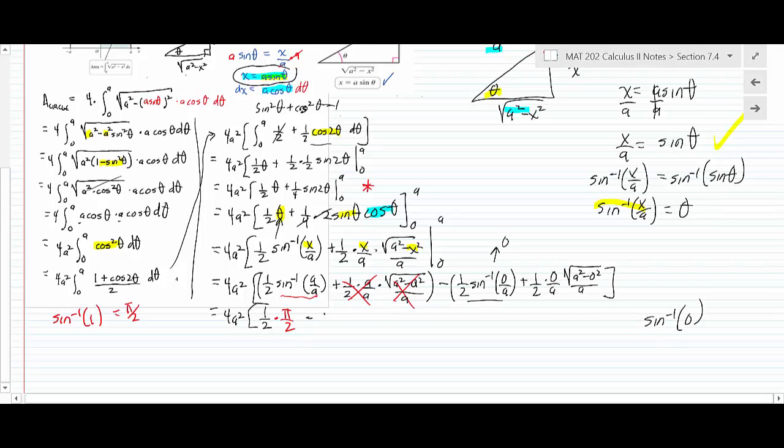So now you have this. You have minus 1/2 times 0, and then that whole thing's 0, because you have a 0 over a, so that whole thing gets multiplied, so you get this. All right, I think we're in business now.